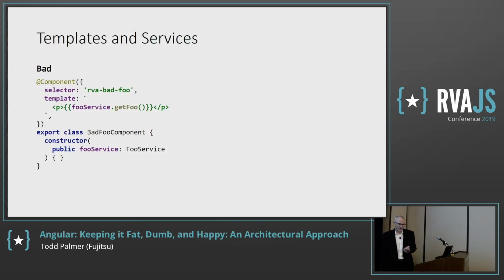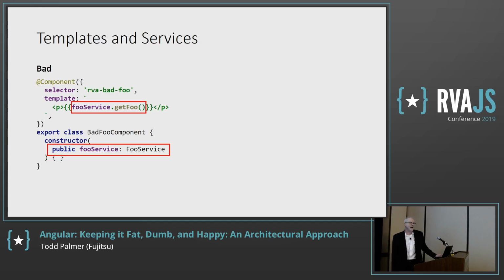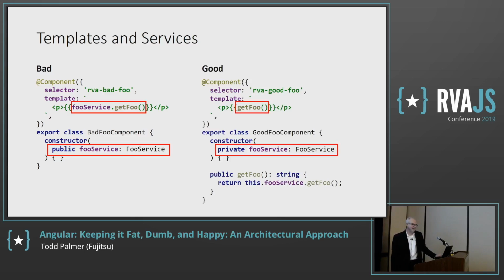So here's an example of a template talking directly to the service. So we've got that foo service on the left, getFoo. So in this case, the template actually has to know that there is a foo service, and it has to know that there's a getFoo on there in order to call it. And so, of course, in our constructor, we have to make the foo service public so that it can be accessed. The better approach here is just to have the getFoo function, and now the component is the one actually talking to the service.